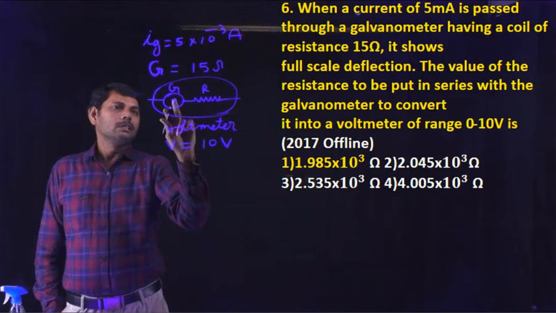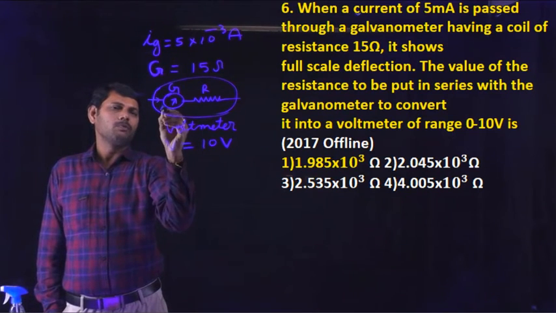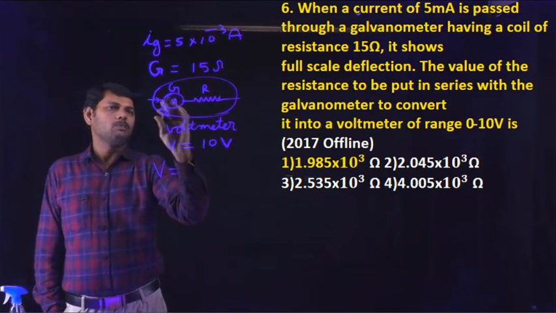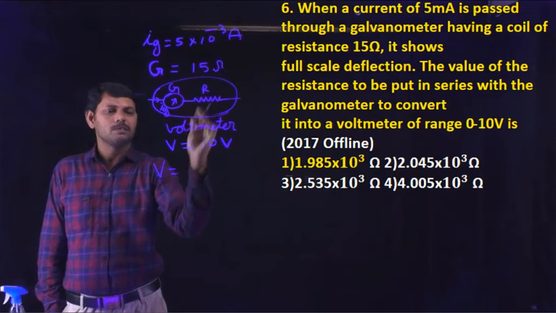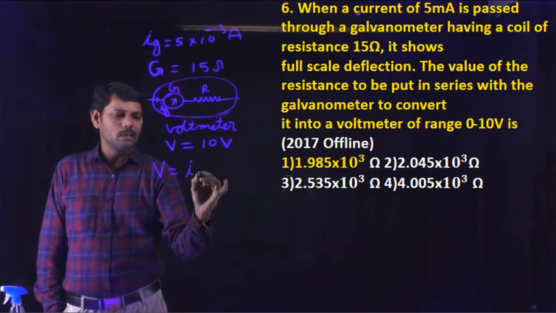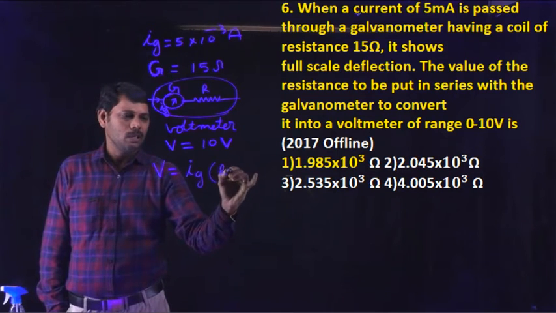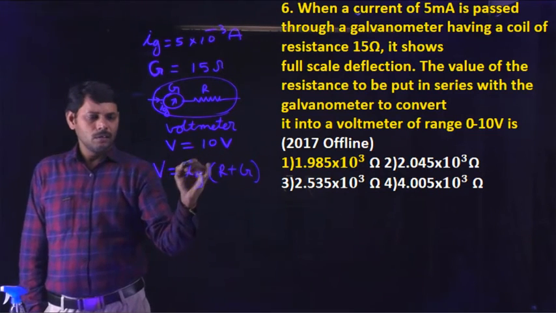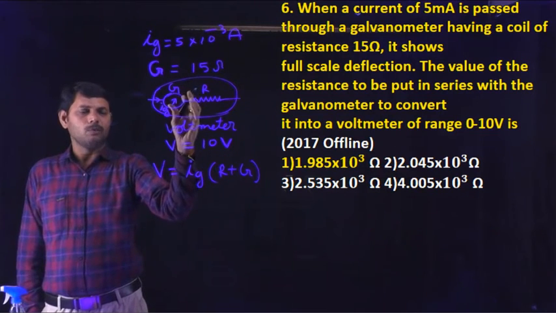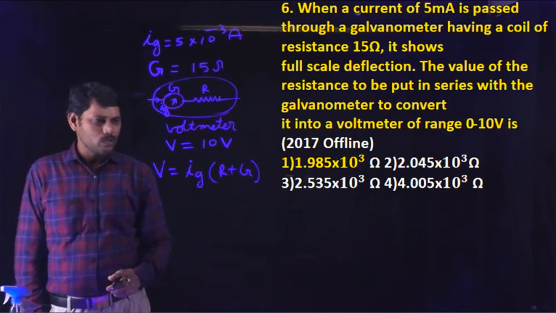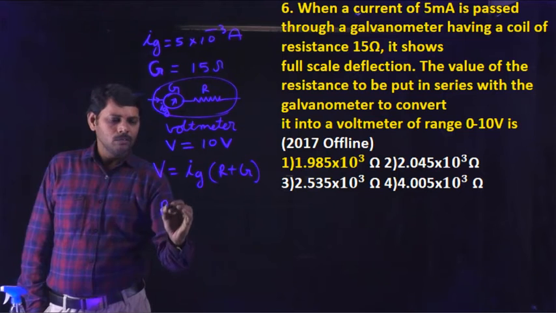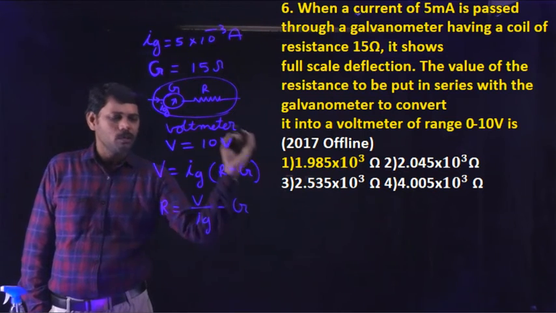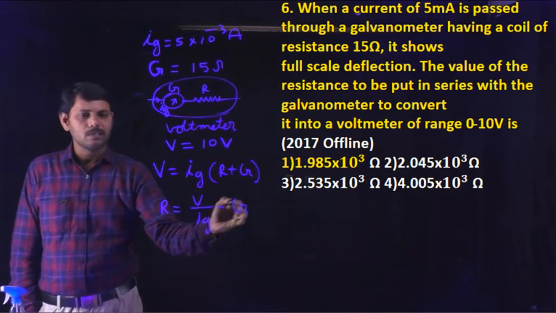We know that the maximum current passing for full scale deflection is Ig, then V, the total voltage, is the sum of the voltage across the galvanometer plus the voltage drop across the resistor. Then the total voltage measured by the voltmeter is V is equal to Ig into R plus G, because G and R are in series. As G and R are in series, the net voltage drop measured by the voltmeter is V is equal to Ig into R plus G. Therefore, on cross multiplying and modifying the equation, we find R is equal to V by Ig minus G.